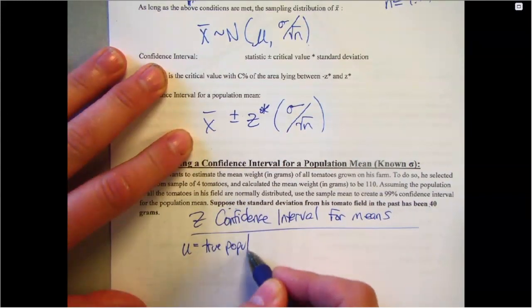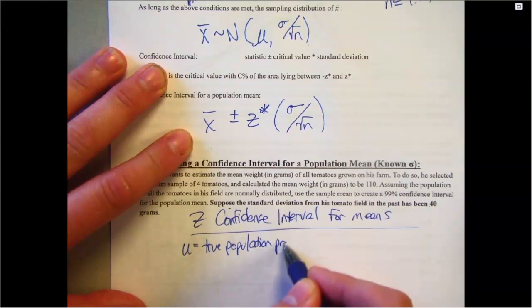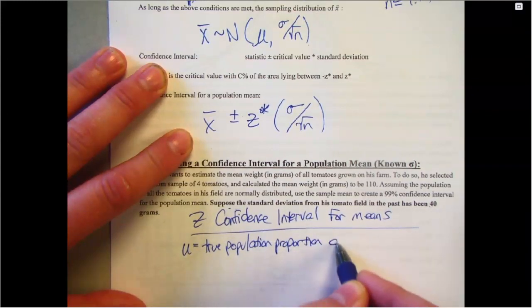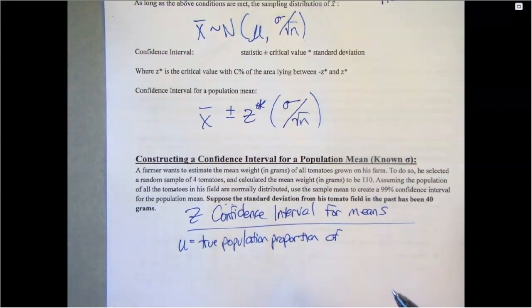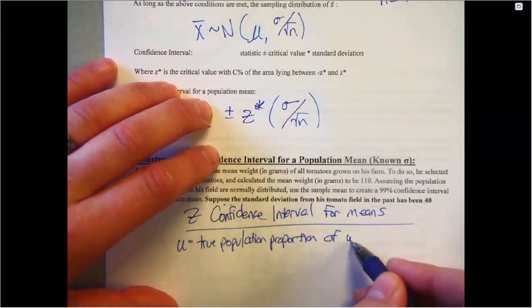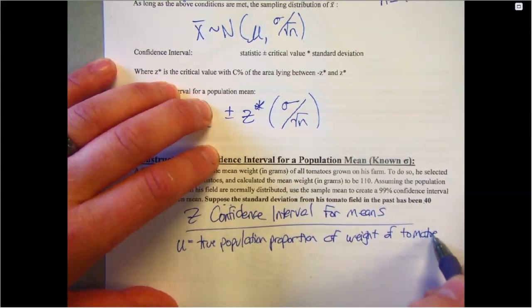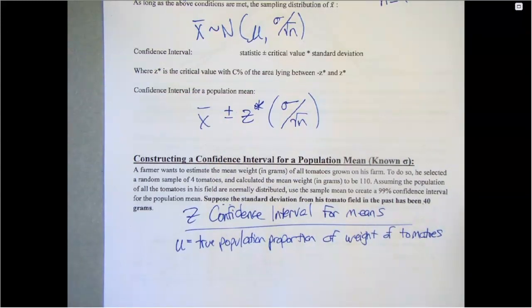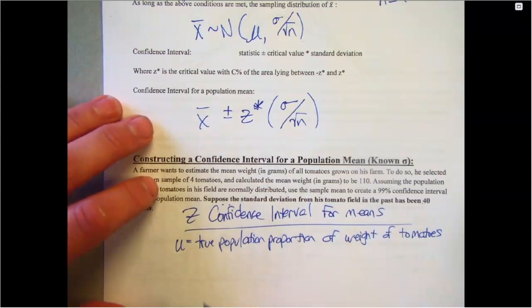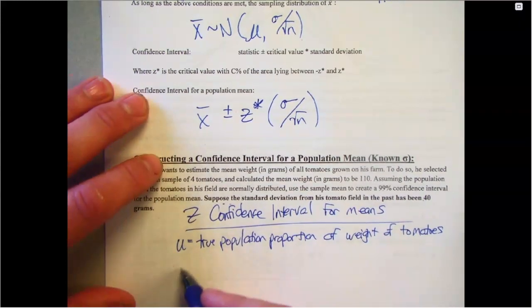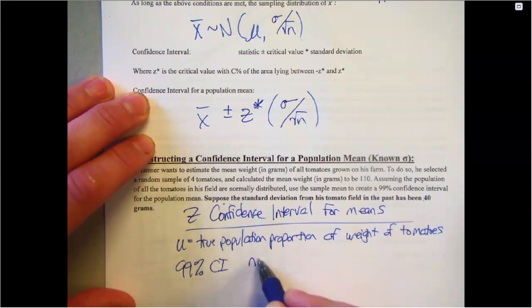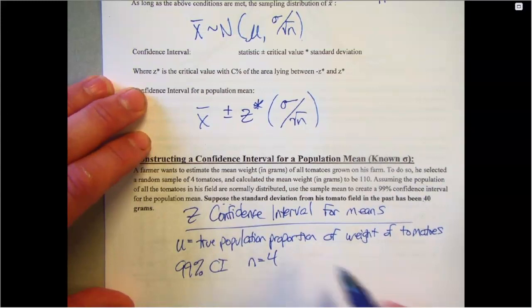the true population proportion of, what are we looking at? The weights of the tomatoes. We're going to do a 99% confidence interval. So let's jot this down. 99% confidence interval. N equals 4. The mean is 110.